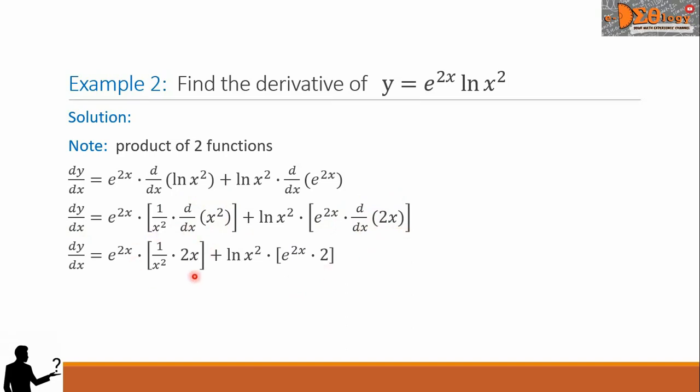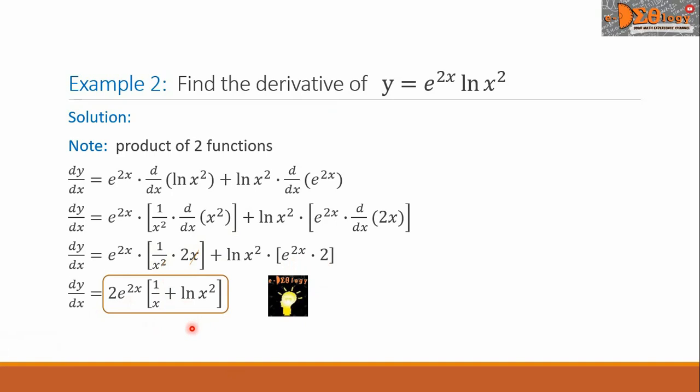Now look at this portion of the first group. We can see that x can be cancelled with 1 x of the denominator here. Here we go. And then, in the two big groups here, we can observe that there is a common factor among them. And the common factor is 2 times e raised to 2x. Factoring the common, we have 2e raised to 2x times the quantity 1 over x plus ln of x squared. This is our final answer.